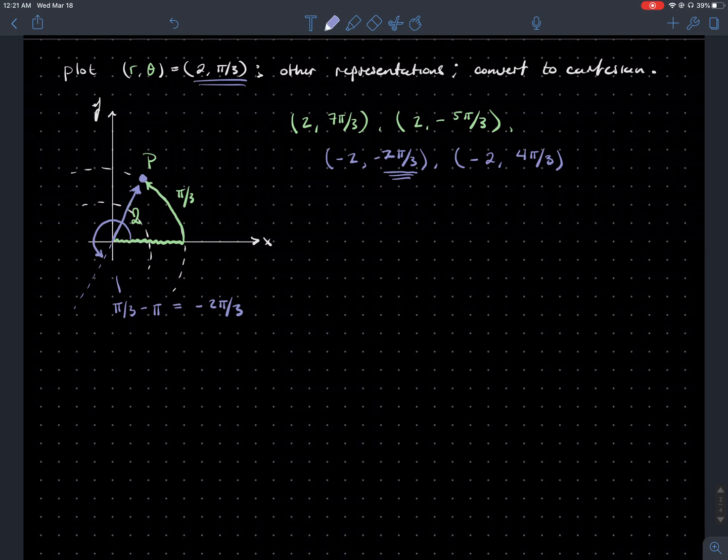Okay, now let's convert to Cartesian. So when we're converting to Cartesian, this is the one that we didn't really talk much about in the lecture notes, but it's because it's so simple. We know x is equal to r cosine of theta. We know y is equal to, missing a piece, r sine of theta.